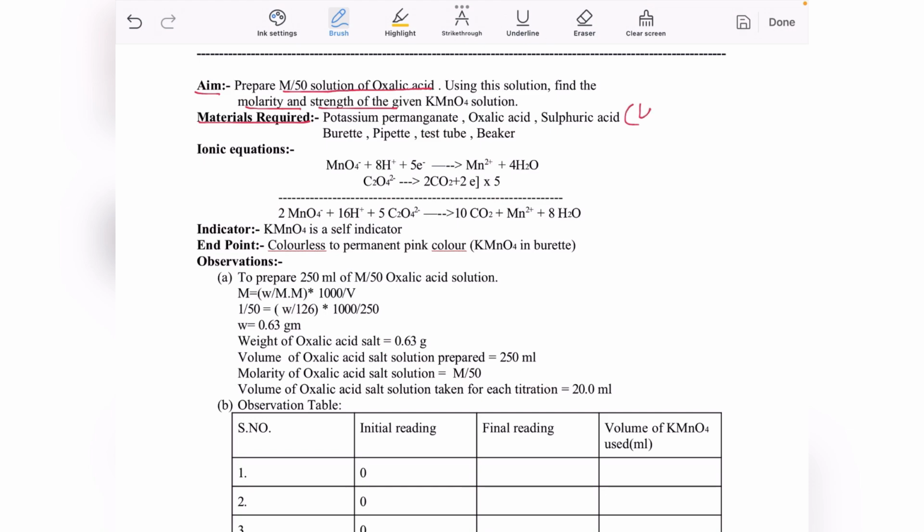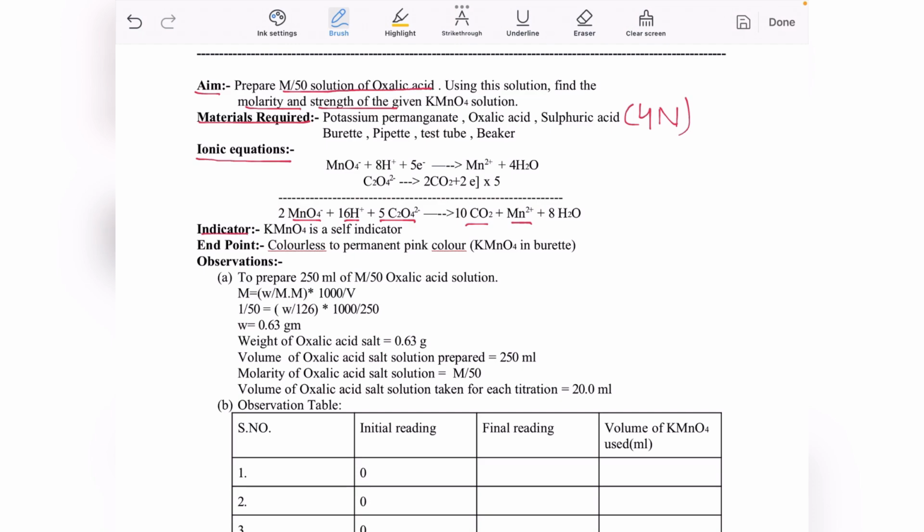Sulfuric acid, we require 4N sulfuric acid. And the apparatus we require here: burette, pipette, test tube and beaker. Third step, we write the ionic equation. MnO4⁻ 2 moles react with 5 moles of oxalate C2O4²⁻. MnO4⁻ changes to Mn²⁺ in acidic medium and oxalate ion changes to CO2. Here permanganate acts as an oxidizing agent and oxalate ion acts as a reducing agent.